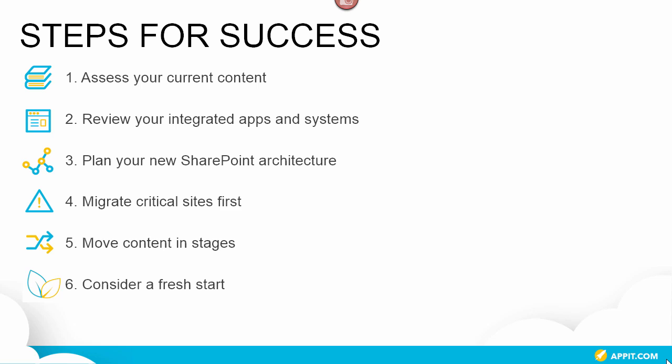So first of all, it's very important to assess what your current content looks like in SharePoint. Next, you need to review those integrated applications and line of business systems to determine exactly what needs to be done to continue using those applications in the same manner. Third, you absolutely want to plan out your new SharePoint architecture. This isn't just about how many site collections you're going to have, but also exactly what your SharePoint environment is going to look like in terms of connections to other line of business systems.